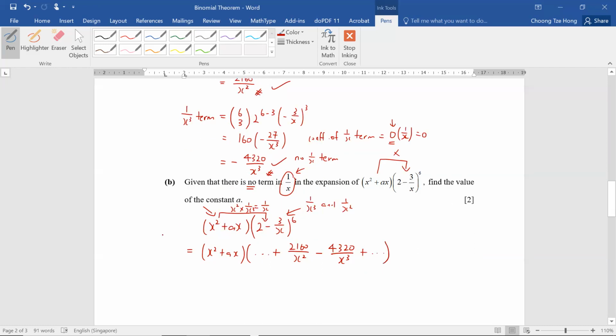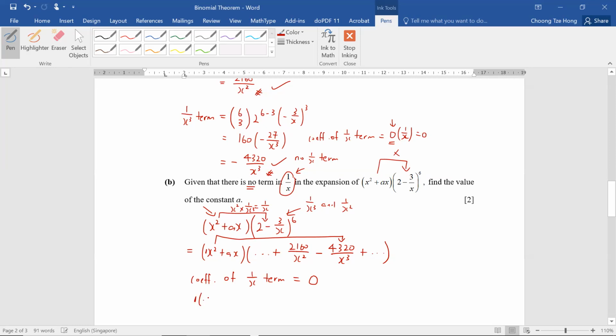Now let's form an equation. These are unknowns that we want to find. There is only one unknown, so one equation will be sufficient. So the coefficient of the 1 over x term: since there's no 1 over x term, the coefficient as discussed earlier will be 0, so we write equals 0. Now we extract the 1 over x term, and the coefficient from here times here, and we equate it to 0. The first thing is, x squared times what term will give you 1 over x? As mentioned earlier, it is this one. So the coefficient is 1. The coefficient is negative 4320.